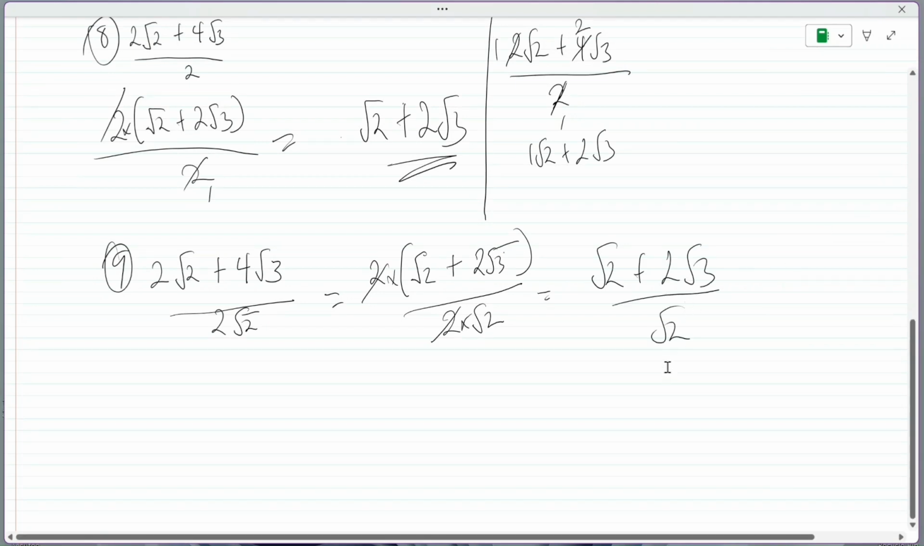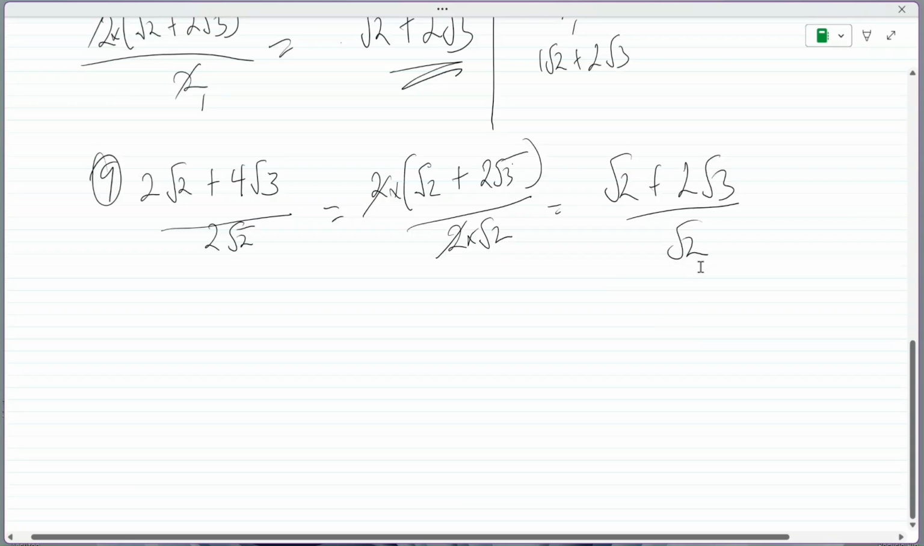This is your answer at this point, except you are rationalizing, where you don't want a surd at the denominator level. And that's part of this surd series.